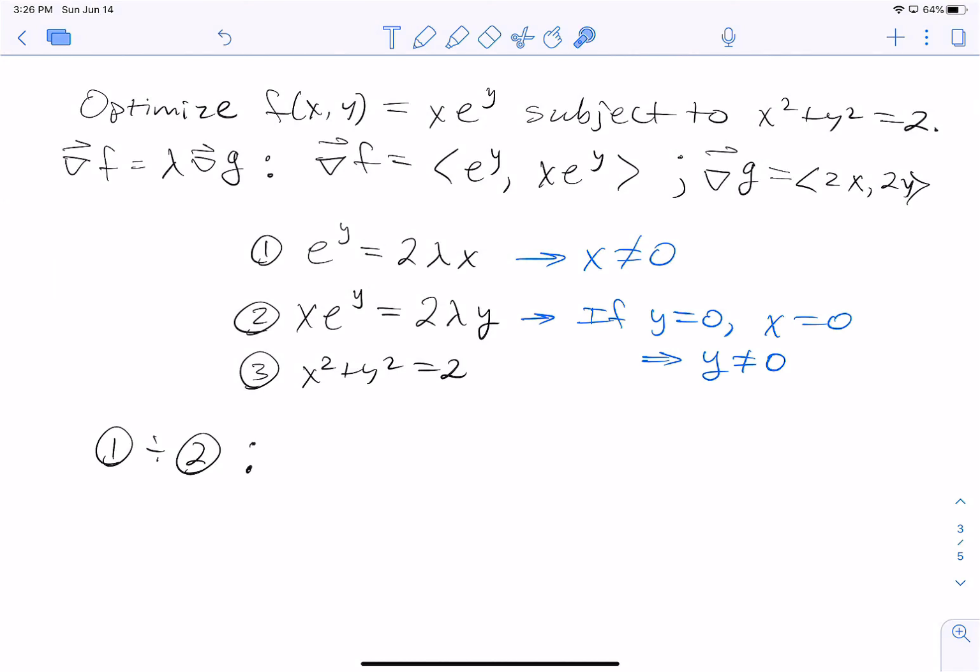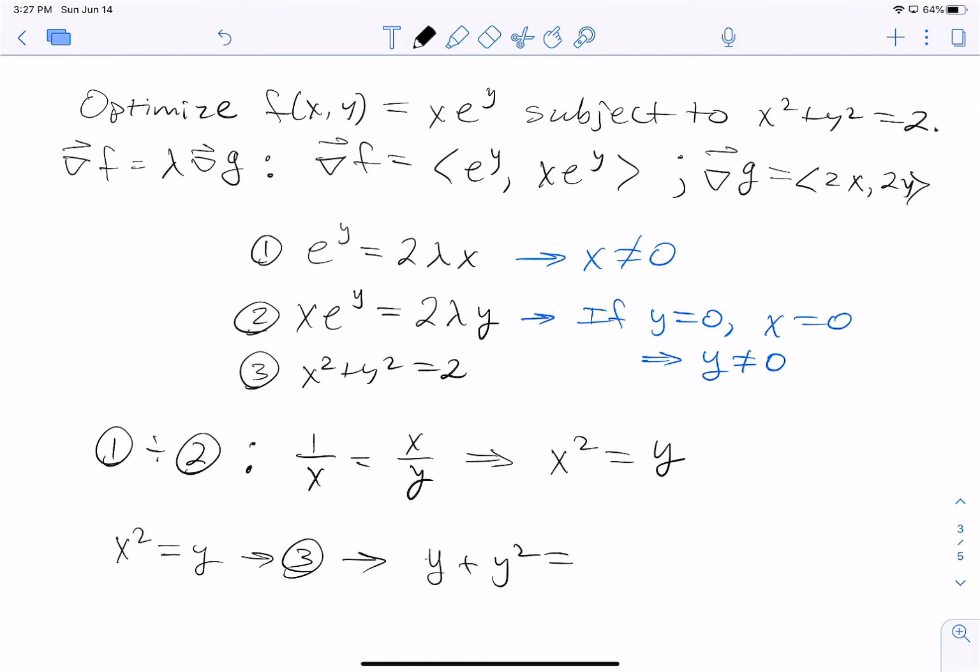By doing so, we'll divide out the e to the y's, the 2's, and the lambdas, and end up with 1 over x is equal to x over y, which means that x squared is equal to y. Putting x squared equals y into equation 3 yields y plus y squared is equal to 2. By setting it equal to 0 and factoring, we can find that y is equal to negative 2 or 1. At this point, a little bit of further analysis is required.